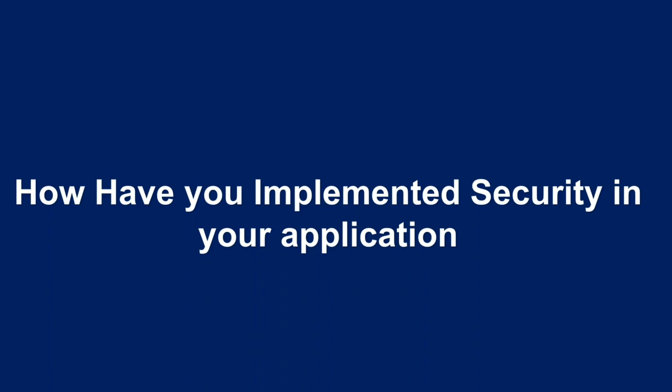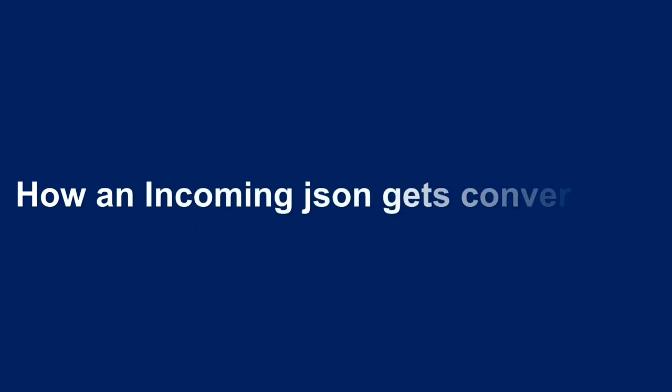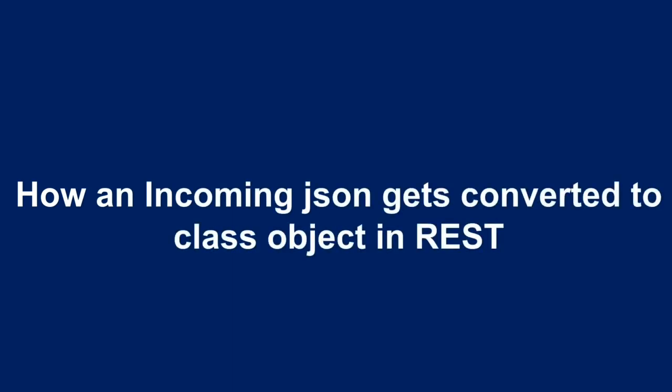So coming to the next question, how does an incoming JSON get converted to a class object in REST? Oh my god. To be honest, at that moment the answer didn't strike me. If you have one dependency, that will do the entire thing automatically, but I was unable to answer this as well. Maybe at that moment it didn't strike my mind that having the Jackson dependency will solve this issue, but later on I got the answer.